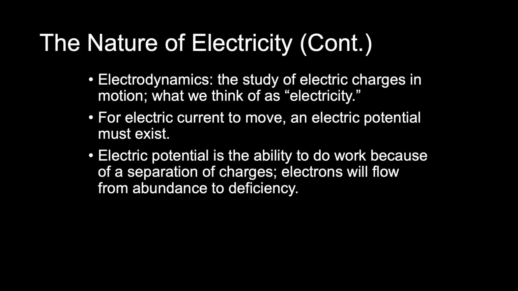Electrodynamics describes electrical charges in motion, and this motion is associated with electricity. For electric current to move, an electrical potential must exist. Electric potential is the ability to do work because of a separation of charges. If one has an abundance of electrons at one end of a wire and an abundance of positive charges at the other end, that is a separation of charges, and the electrons will flow from abundance to deficiency.